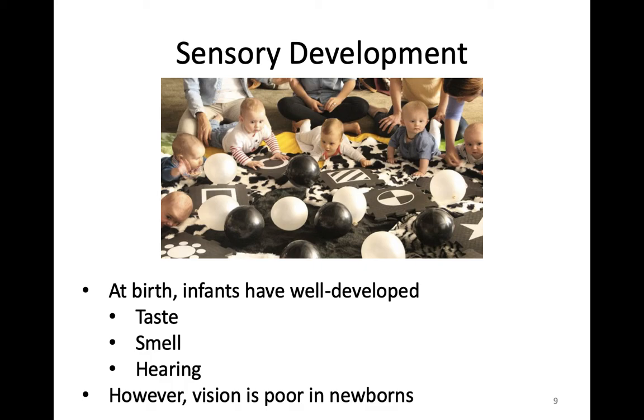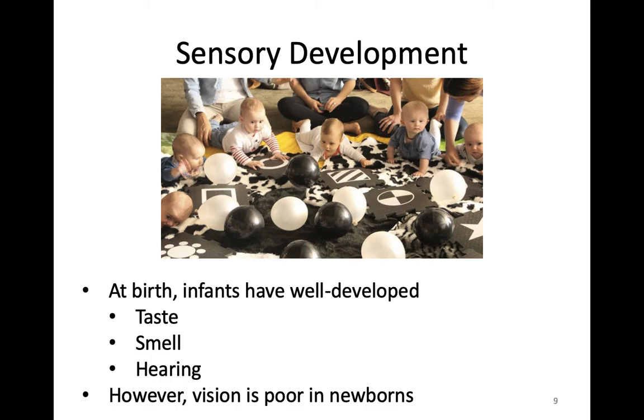The sense that is not great in infants is vision. Newborns have pretty poor vision. Initially, they can only see about 8 to 12 inches in front of their face, and they can't see differences in color. They can see high contrast patterns. So you'll notice these babies on this play mat and the big, bold geometric shapes and patterns. That's because babies can see that stuff, and they can only see about 12 feet in front of them.